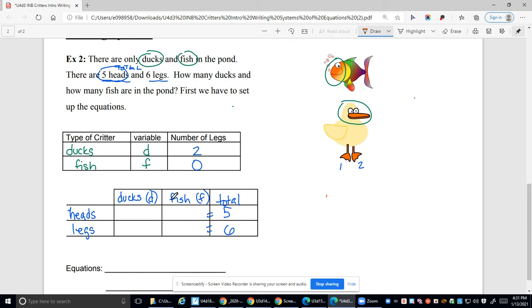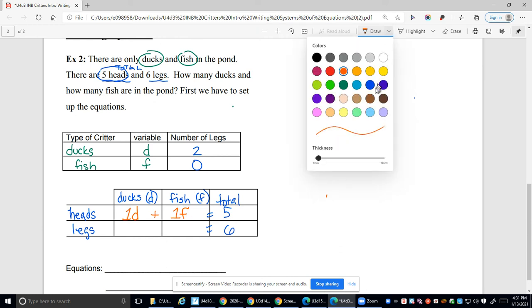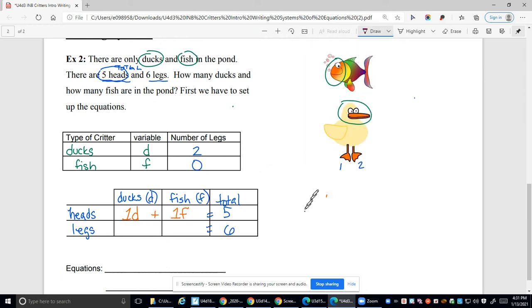Let's go to the next thing. Let's talk about the heads, okay? So the duck had 1 head per duck. That's how you write that. Plus 1 head per fish. When we talk about legs, we had no legs. No legs is 0 legs. So 0F. And here on the duck, we had 2 legs.